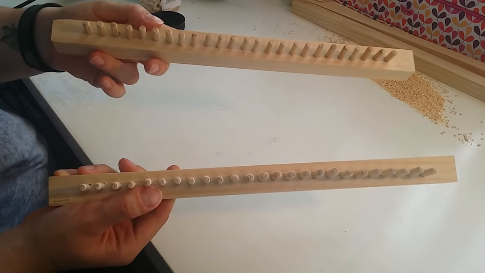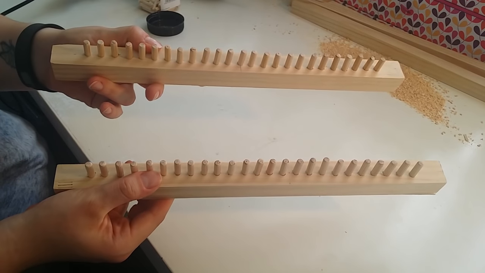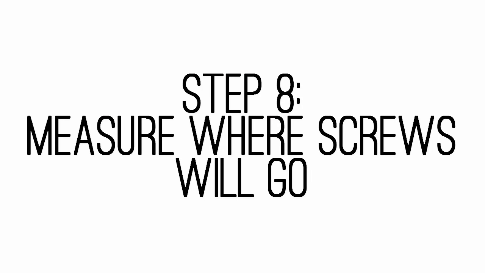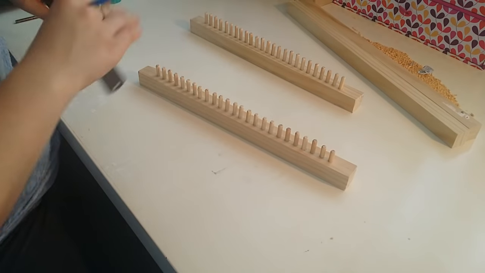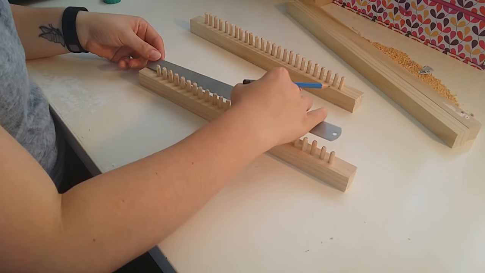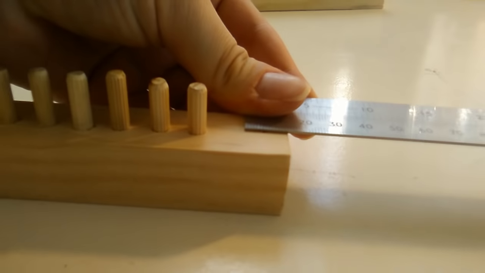Ta-da! Pretty, pretty dowels. Okay, now we need to measure where the screws are going to go. So take your top and bottom pieces, so those are the pieces with the dowels, and measure from the side 12 millimeters in.